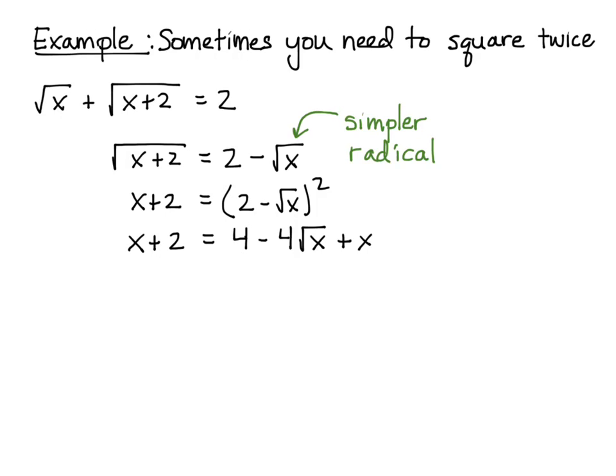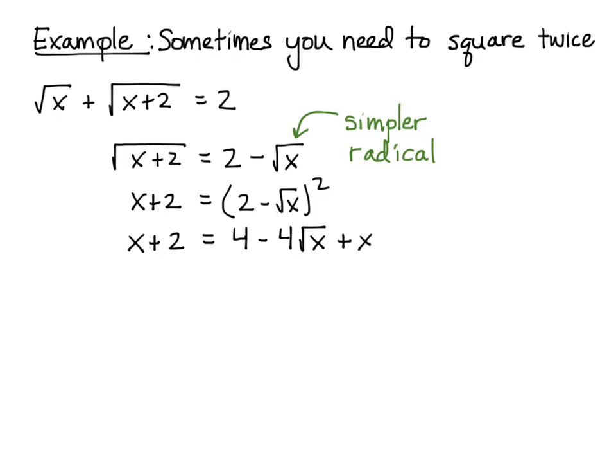So the difference of two terms squared is going to be the first one squared, the last one squared, and then this intermediate term is 2 times the product of the two terms. So 2 times 2 times the square root of x is 4 times the square root of x. And now we solve it from here, but we still have a square root.